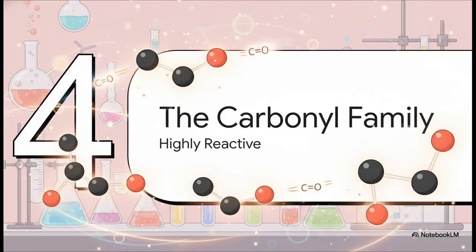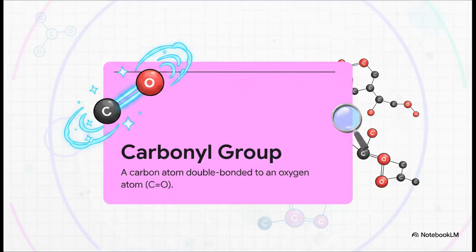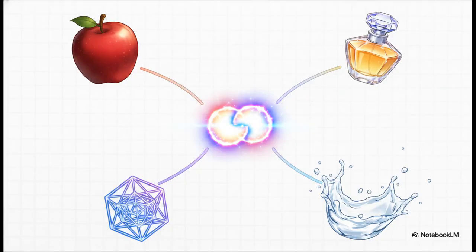All right, let's jump into Section 4, the carbonyl family. When a carbon atom double bonds to an oxygen atom, we get the carbonyl group. And because of that double bond, and the way oxygen essentially hoards electrons, this specific structure is incredibly reactive. It acts as this vital anchor point, the backbone really, for creating some of the most important chemical families in both nature and industry. By simply changing what's attached to the left or the right side of that central carbonyl group, we generate an unbelievable amount of variety.